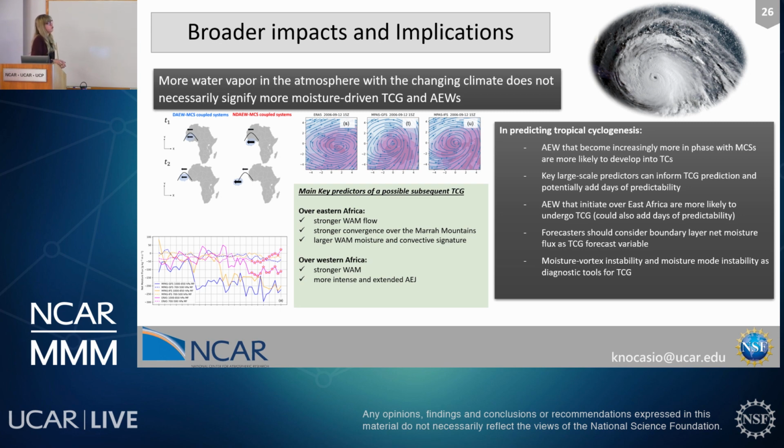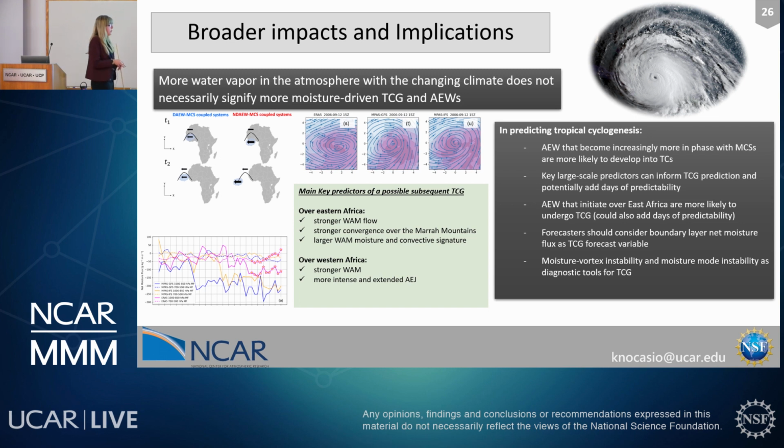In terms of predicting tropical cyclogenesis, I think it's become increasingly clear with my research, but also with other folks, that the phasing between the MCS and the African easterly wave trough matters. We see that this is true during genesis, but we see that this is true even over land. The key large-scale predictors can help inform and add days of predictability for tropical cyclogenesis. And I think that forecasters could make use of boundary layer net moisture flux, whatever form of equation. I think it's a key tool for tropical cyclogenesis forecasting.